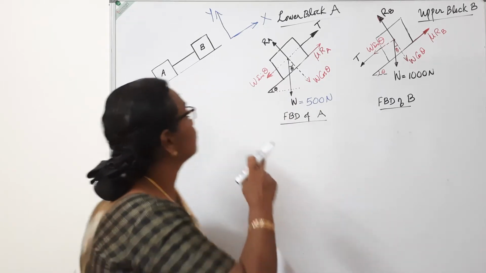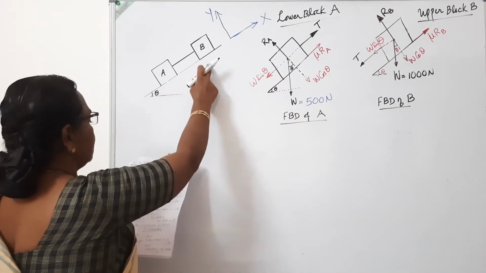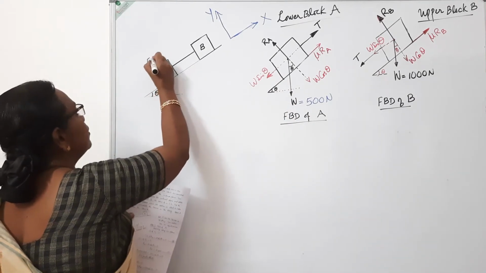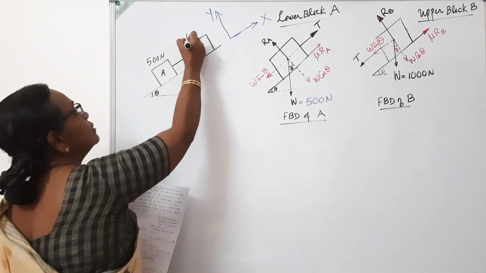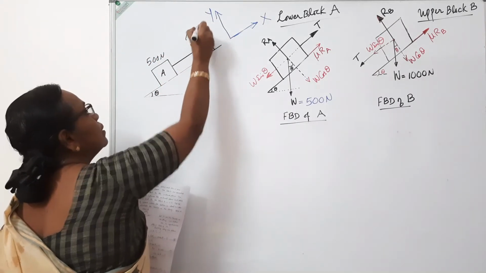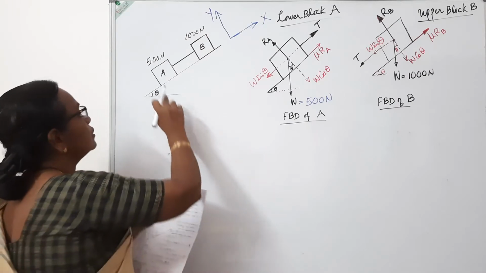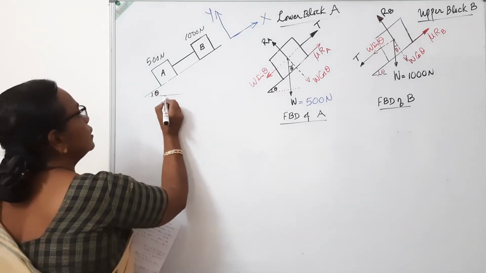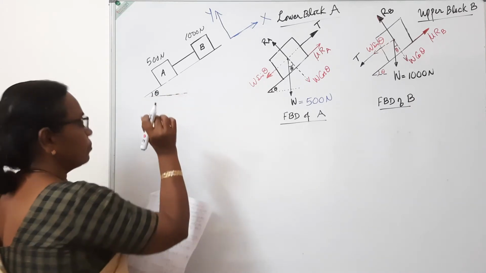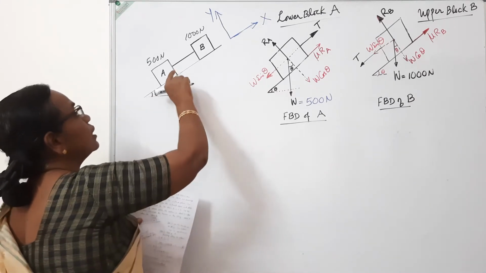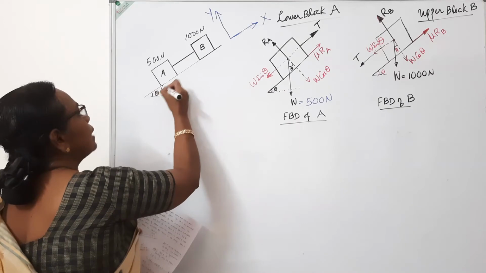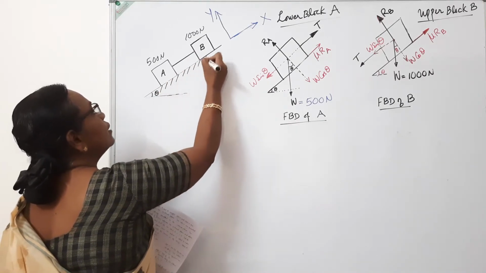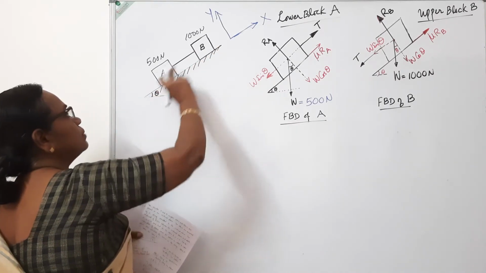So it is illustrated in the figure. There are two blocks A and B. First one is 500 Newton and B is 1000 Newton. They are resting on an inclined plane. The inclination of the plane is say theta. They are connected by a string which is parallel to this plane. So this is an inclined plane, and they are connected by a string.